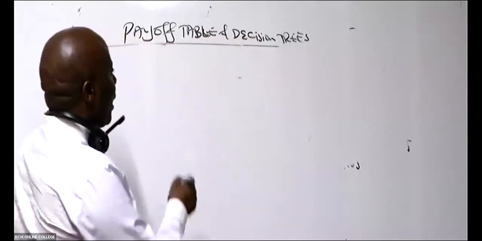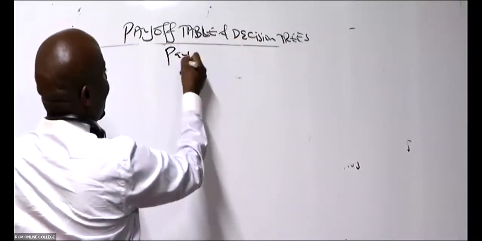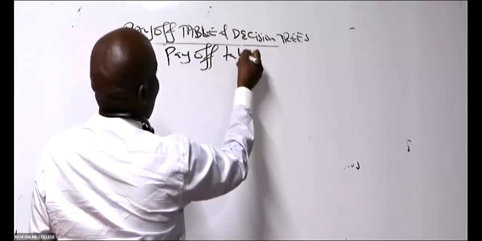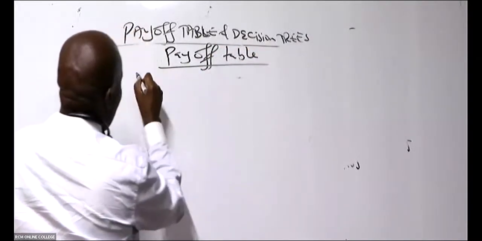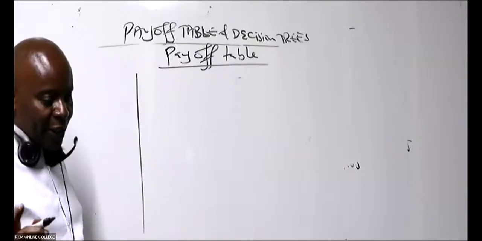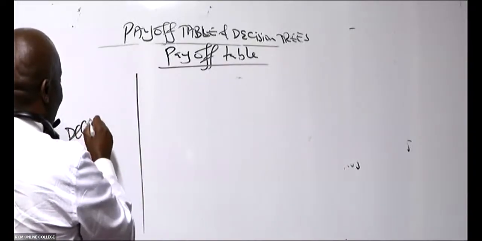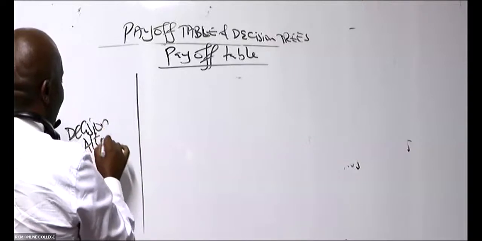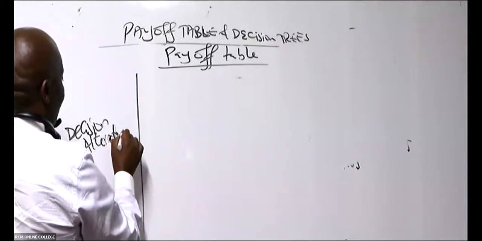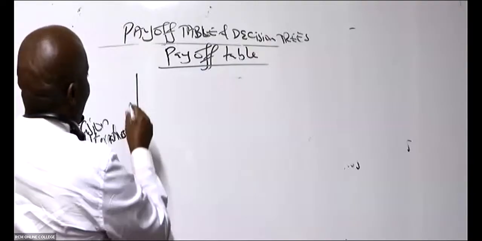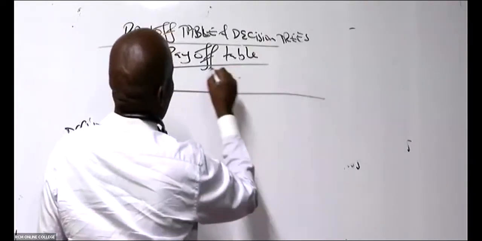So this is how our payoff table looks. Payoff table. So we have alternatives, decision alternatives here. And then we have our states of nature here.